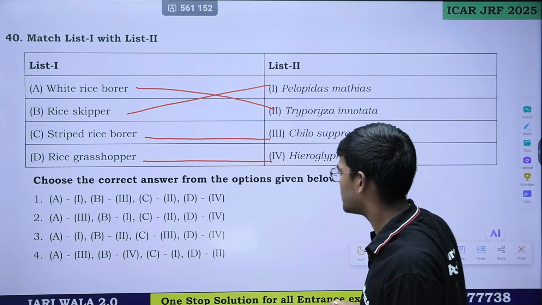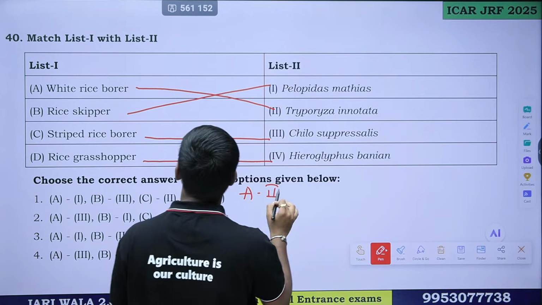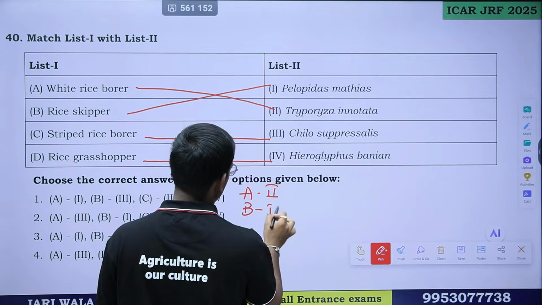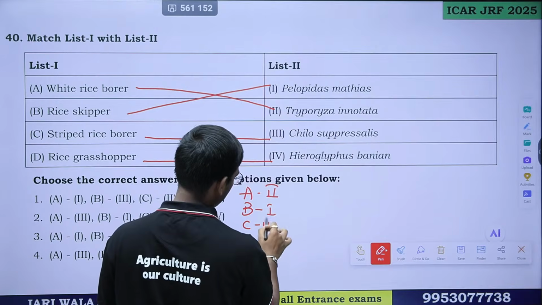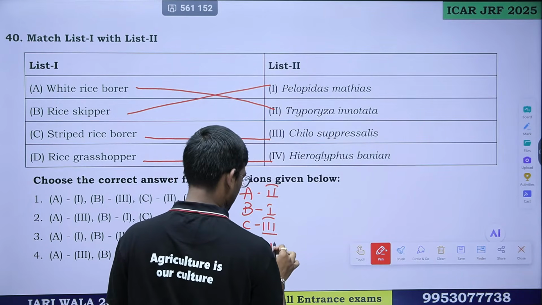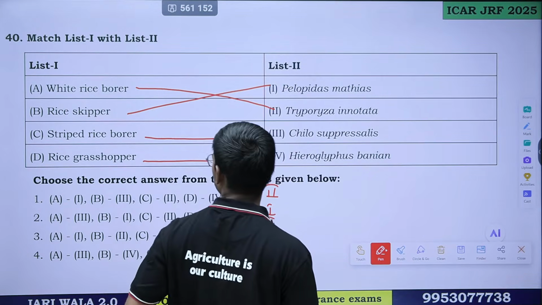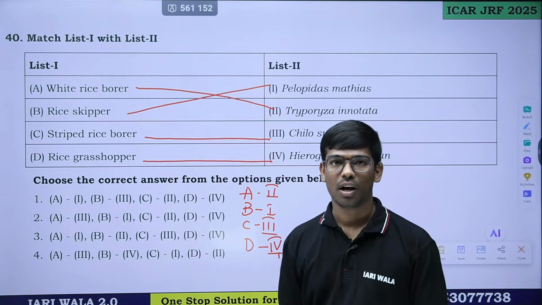Your option is missing actually. So A becomes 2, B becomes 1, then striped rice borer 3, C is 3, and D is 4. Okay, this is the option.